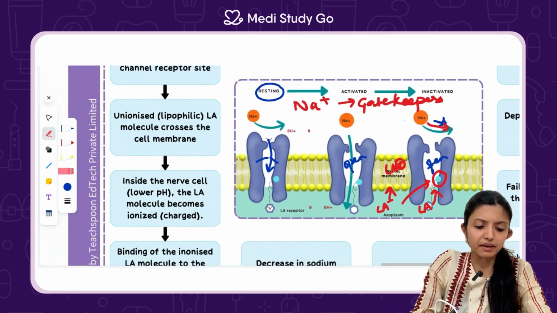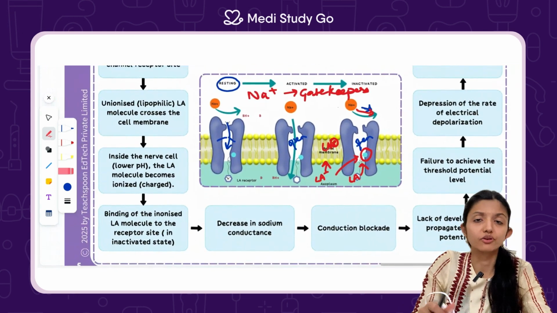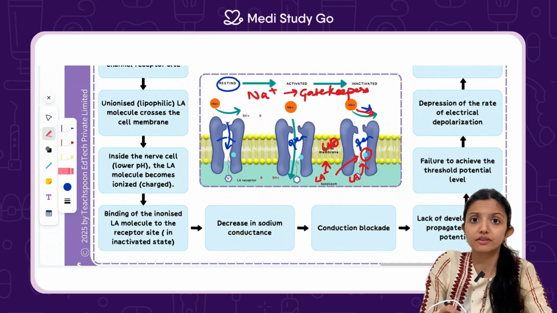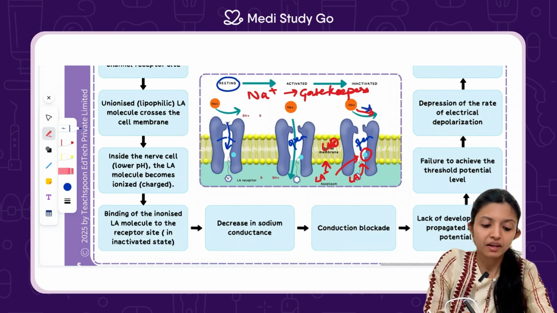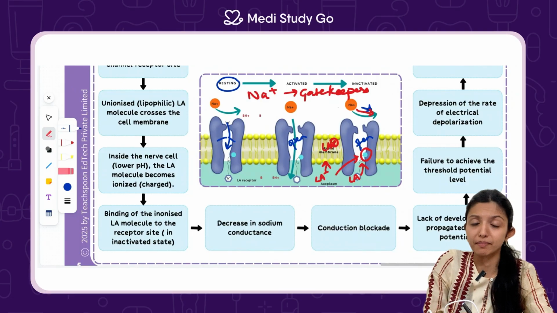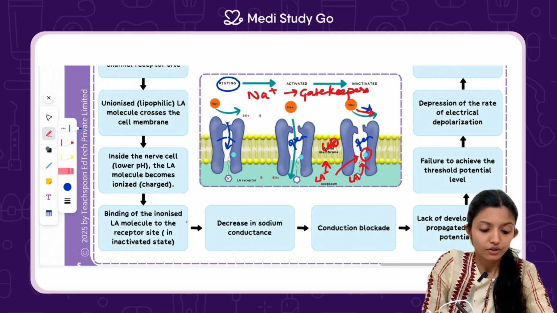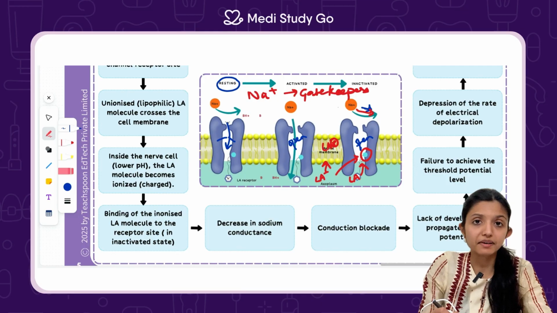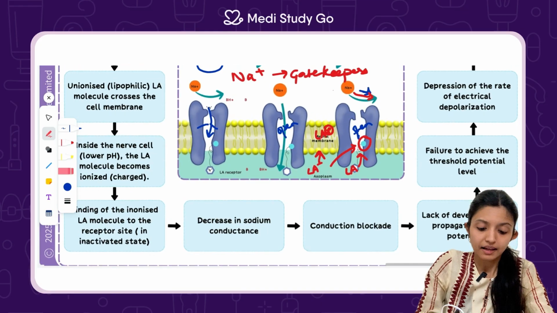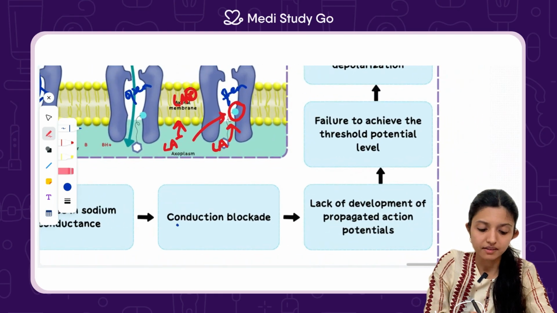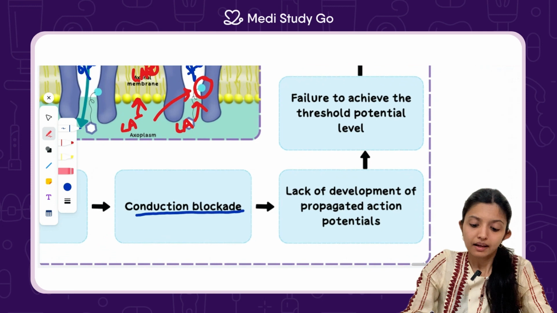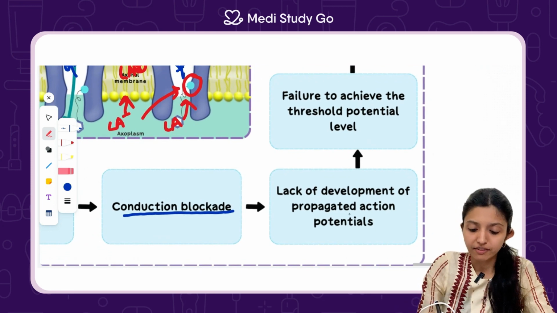This is a very simple mechanism, and we have a flowchart here to describe it in detail and help you remember it easily. The unionized LA molecule crosses the nerve membrane. Because the inside of the nerve membrane has a lower pH, the LA molecule becomes charged. It binds to the receptor site and turns the gate inactivated. This leads to a decrease in sodium conduction. It leads to a conduction blockade. This is an important word, which ultimately leads to lack of development of propagated action potentials.